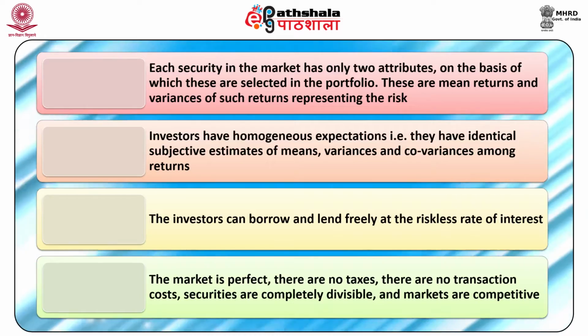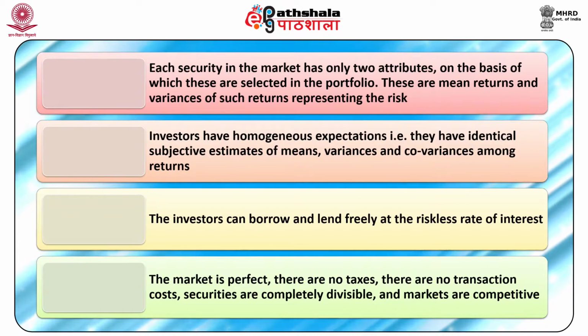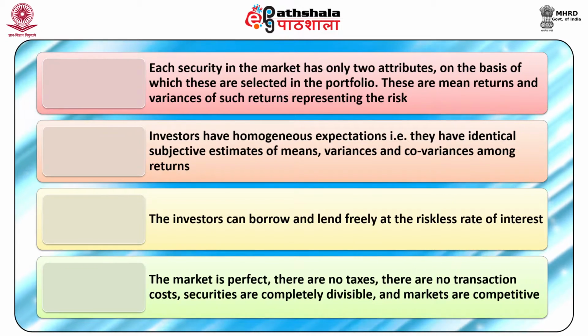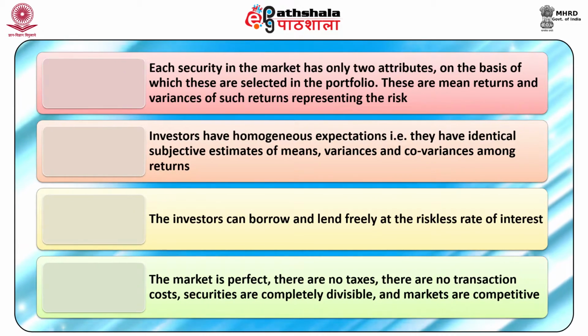Number three, each security in the market has only two attributes on the basis of which these are selected in the portfolio. These are mean returns and variances of such returns, representing the risk. Number four, investors have homogeneous expectations, that is, they have identical subjective estimates of means, variances and covariances among returns.